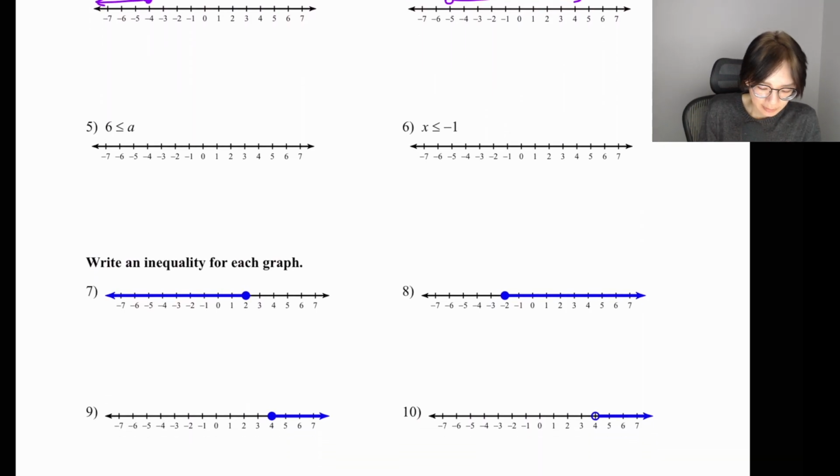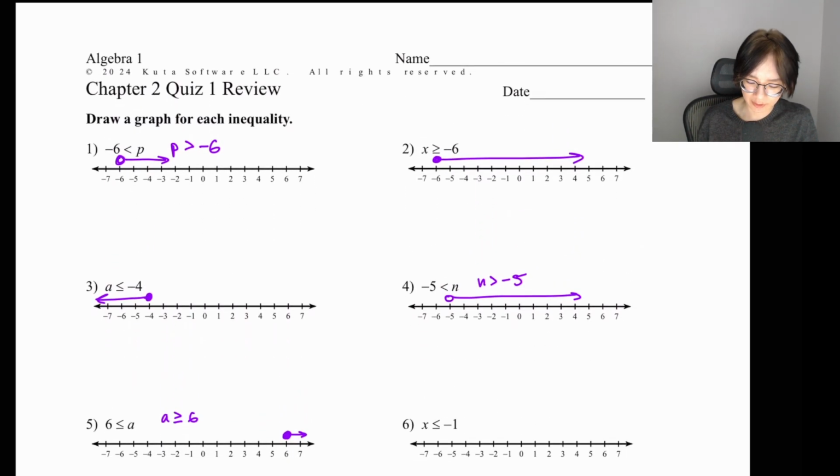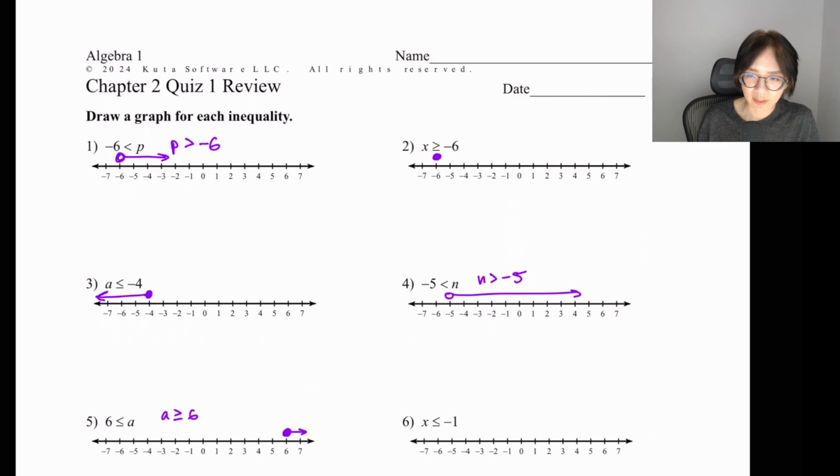6 is less than or equal to A, or A is greater than or equal to 6. So we start at 6, closed circle because it can be equal to. This direction, little baby arrow, because it's everything that is greater than 6. In addition, real quick, let's just go back up here, for example. It doesn't really matter how long the arrow is. If you really wanted to, you could just draw it all the way out here, or you could just do a little tiny one, as long as it is long enough to indicate what direction it's going in.